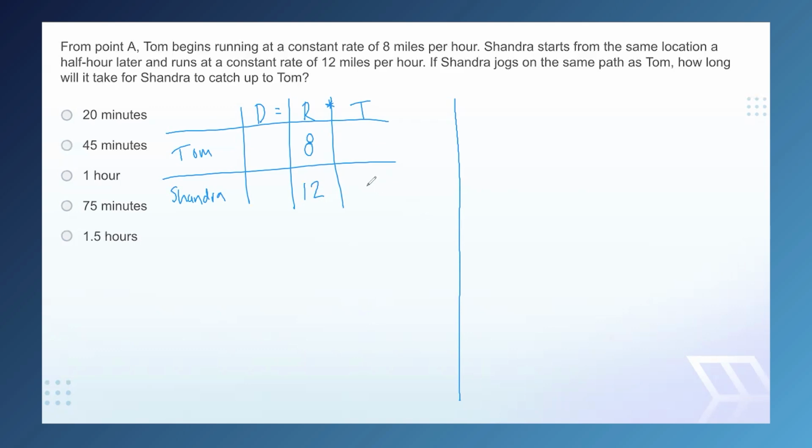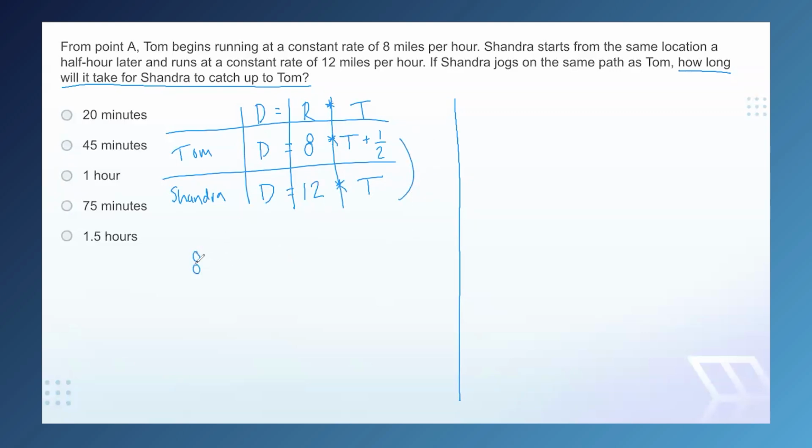So we can set Chandra's time as T and we can set Tom's time as T plus 1/2. And then T, or Chandra's time, is what we are solving for. How long will it take for Chandra to catch up to Tom? And then distance, we also don't know, but since we know that they are starting and ending in the same place, we know that Tom and Chandra's distances are the same. So we can set both of these as D. So this gives us two equations that are equal to D. And because of this, we can set them equal to each other.